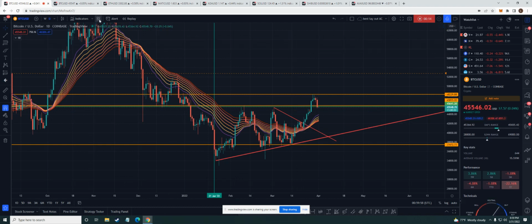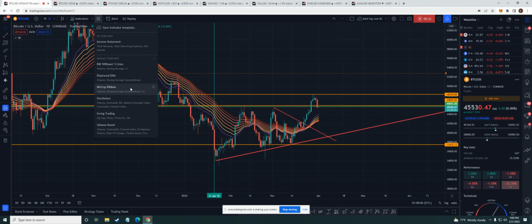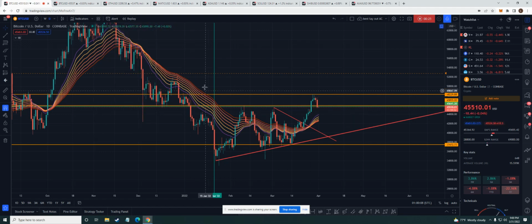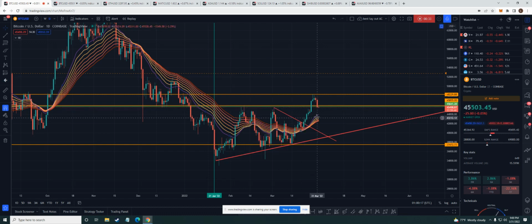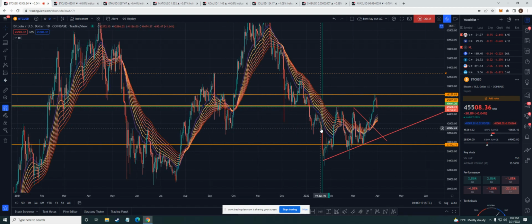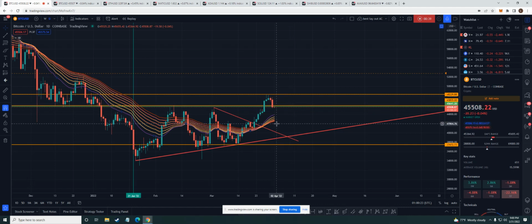If you guys don't know, if you go to TradingView and go to Indicator Templates, these four little squares up here, and you go to MAEXP ribbon, this is what we're looking at. These are just a bunch of moving averages. The bottom one here is the 20 EMA. What we wanted to see is it to flip. Well, we got it to flip, and now it looks like we're getting a retest.